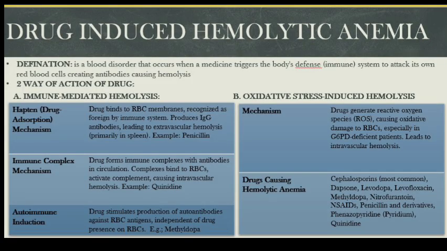Drug-induced hemolytic anemia. By definition, it occurs when a medication triggers the immune system to mistakenly attack and destroy the body's own red blood cells. This early breakdown of RBCs is called hemolysis. So why does this happen? Some drugs can cause the immune system to misidentify RBCs as foreign. The body responds by producing antibodies. These antibodies bind to the RBCs, causing them to break down too early. The two mechanisms of hemolysis which I am going to discuss are immune-mediated hemolysis and oxidative stress-induced hemolysis.